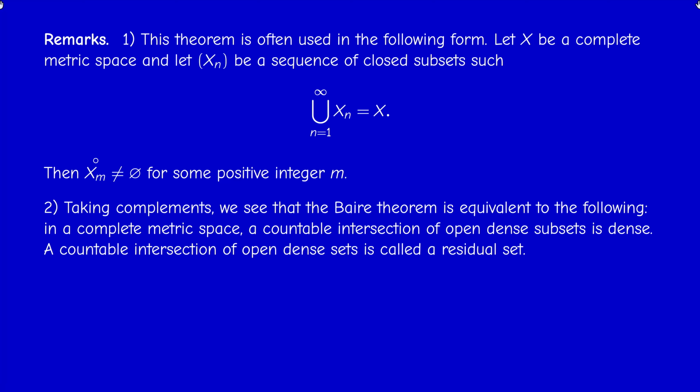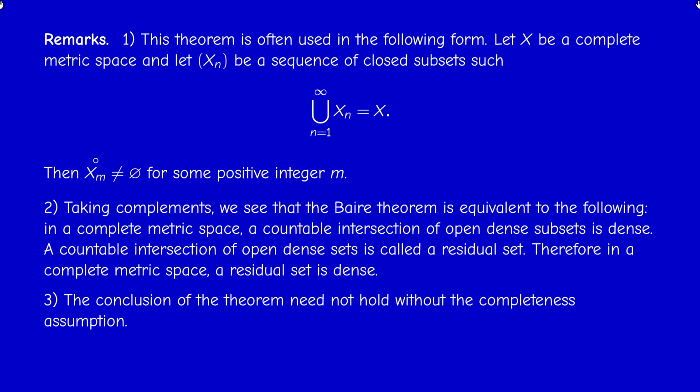And a countable intersection of open and dense sets is called a residual set. Okay, so we'll prove the theorem in this equivalent form. So the Baire category theorem can be restated by saying that in a complete metric space, a residual set is dense. Okay. But I'm not saying that the intersection is open, it's just dense, because an intersection of open sets need not be open, as you know.